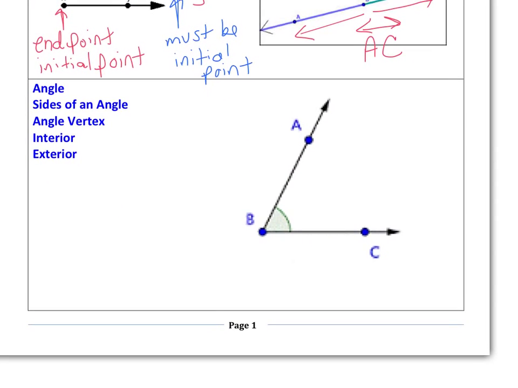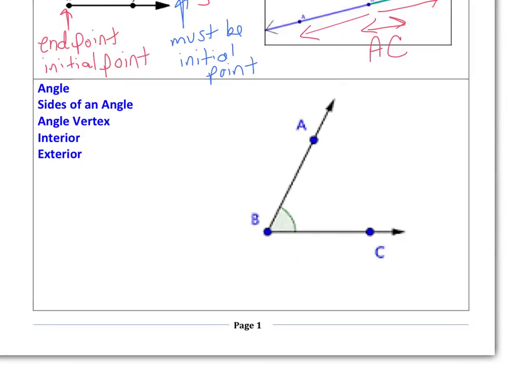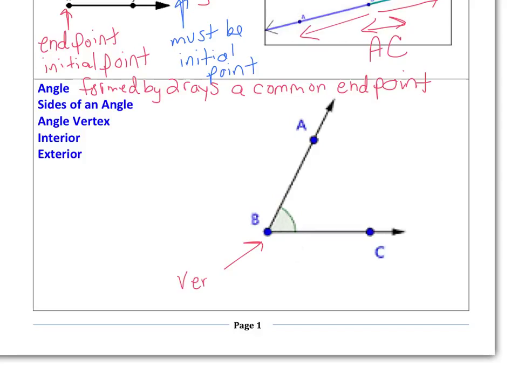Okay, why do we talk about rays? Because rays are what forms an angle. So here we have an angle shown in the diagram, and the angle is really this space here in between these two rays. So we could say an angle is formed by two rays, and they have a common endpoint. And in this case, the common endpoint is B. We call that common endpoint the angle vertex. So we're going to say that this is the common endpoint. And in this case, we have ray BA and ray BC, and they have a common endpoint, which is point B.